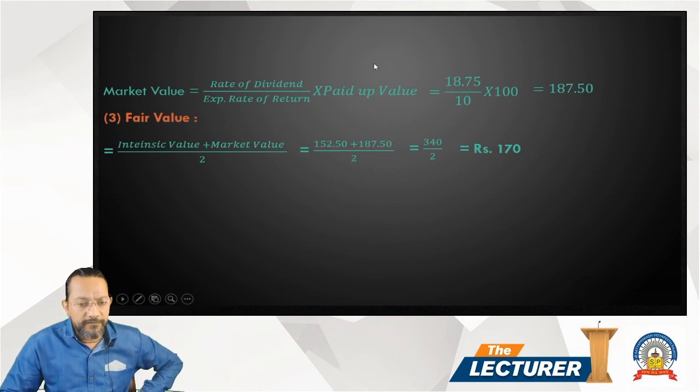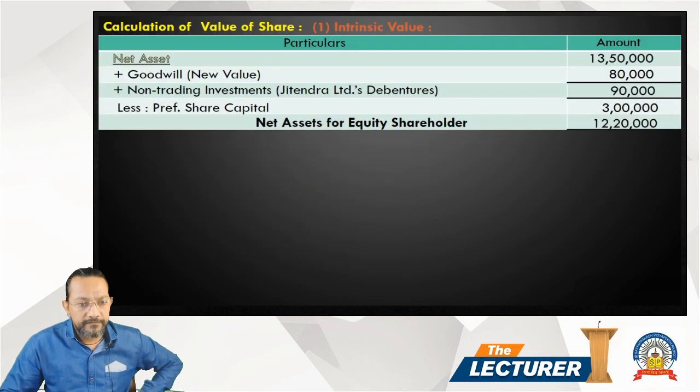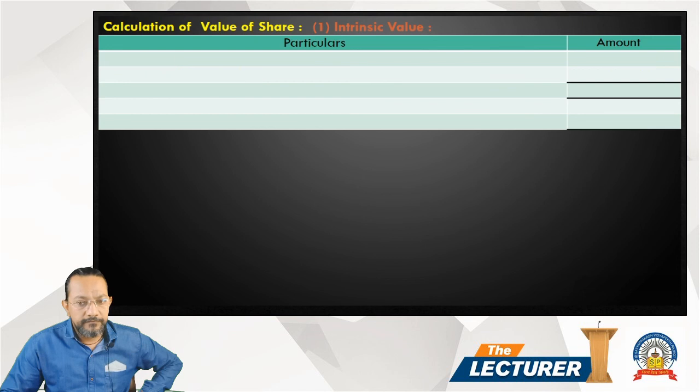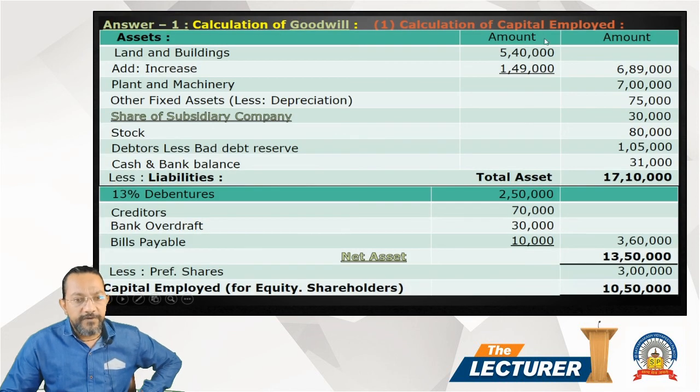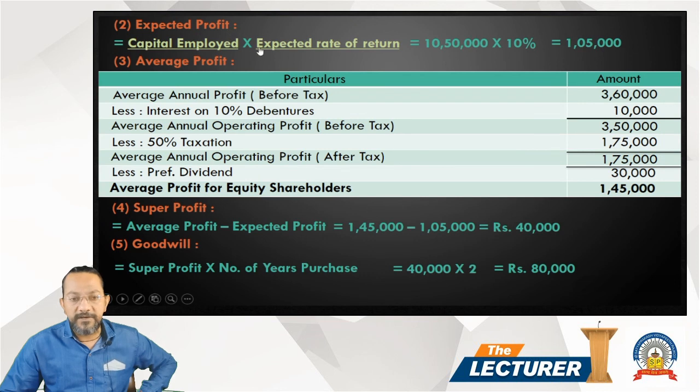Let us look at the first track. What are the points? So the first calculation is capital employed for the goodwill purpose. While we calculate capital employed for the goodwill, two assets must be ignored. First is the goodwill itself and second is non-trade investment. Next is expected profit based on capital employed, and then average profit, then super profit and the goodwill.